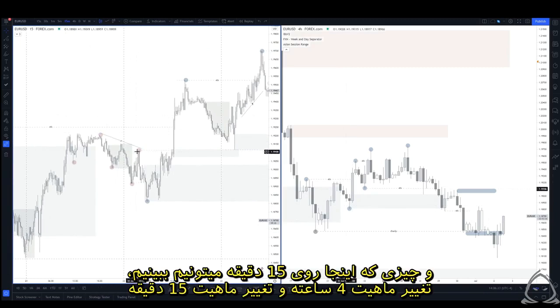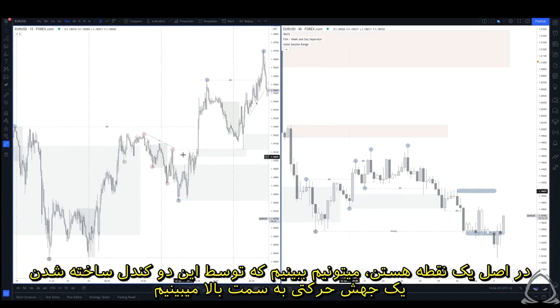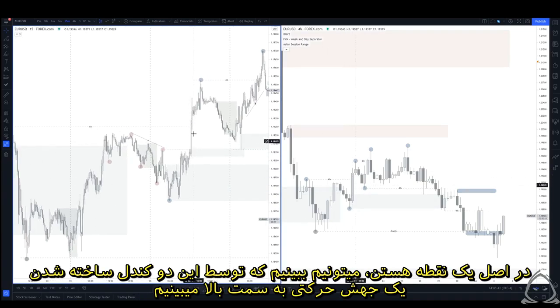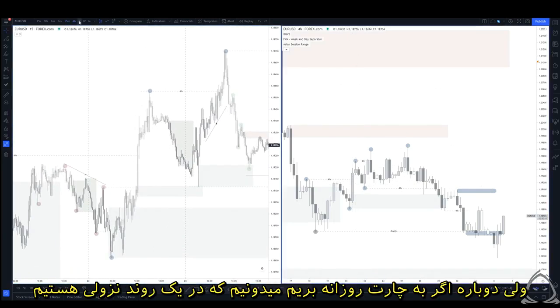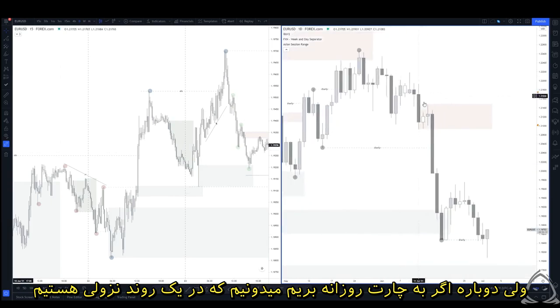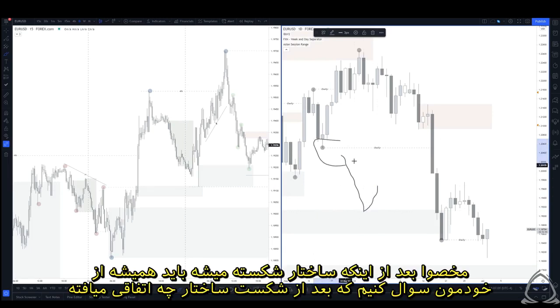What we can see here on the 15-minute, the 4 hour change of character and the 15-minute change of character end up being at essentially the same points. It's created by these two candles. We see that impulsive move to the upside. We've now switched to bullish, but again, if we switch back to the daily chart, we know that we're still in a bearish trend. And what happens when we are in a bearish trend and we've just put in what seems to be a lower low? We're going to get some sort of pullback, especially after we break structure.